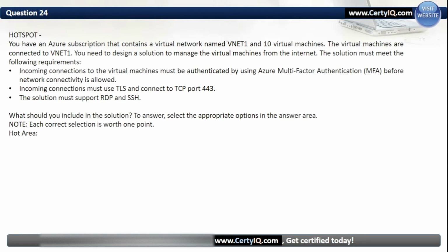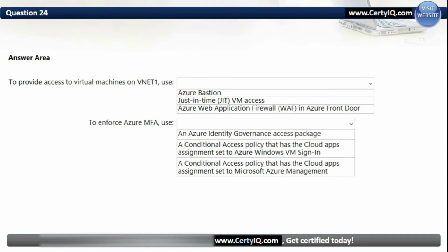What should you include in the solution? To answer, select the appropriate option in the answer area. Note, each selection is worth 1 point. In the answer area. Statement: to provide access to virtual machines on VNet1, use. Our options are Azure Bastion, just-in-time VM access, Azure Web Application Firewall in Azure Front Door. The correct option is Azure Bastion.